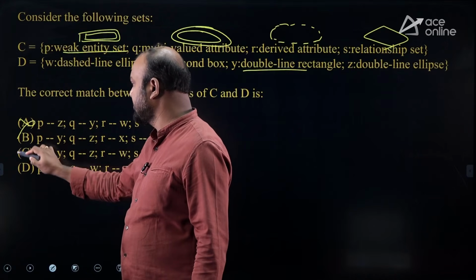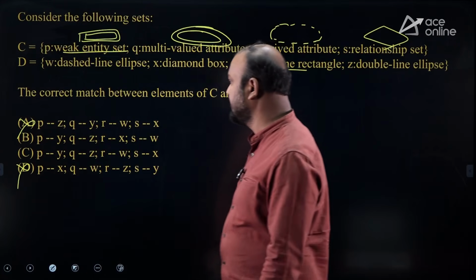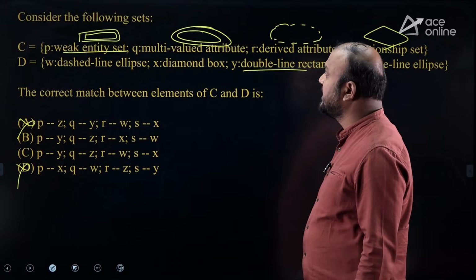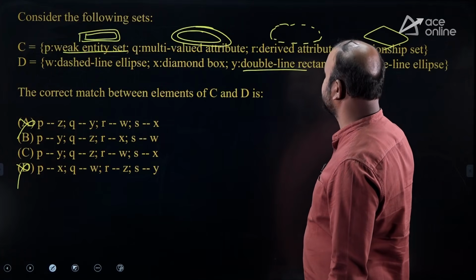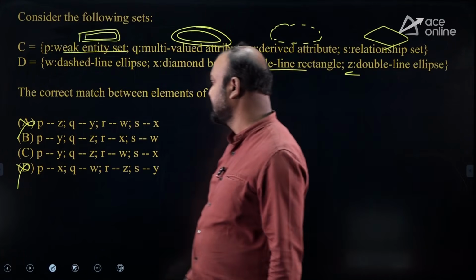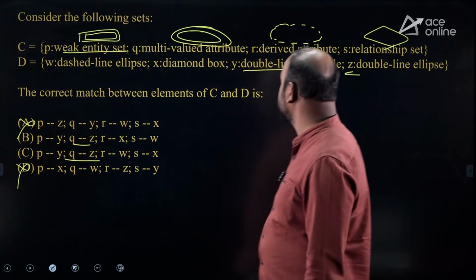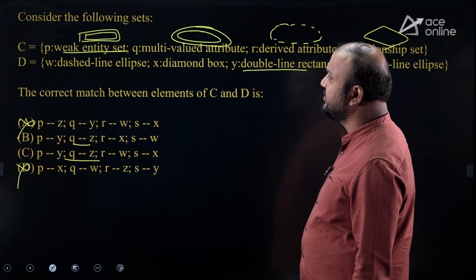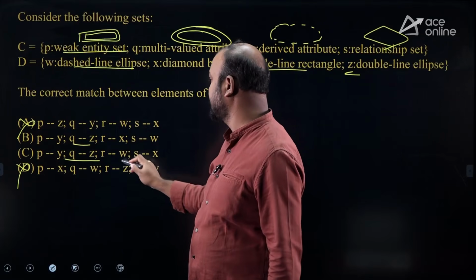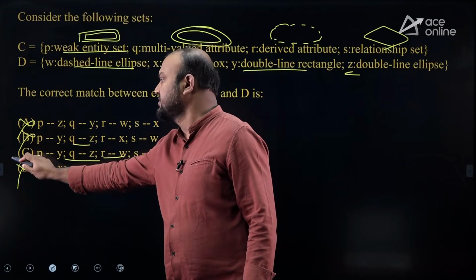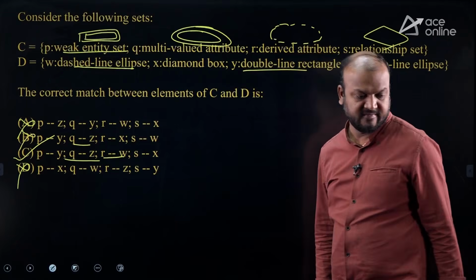So P matches with Y, which means A and D are wrong. Multi-valued attribute is to be represented with a double line ellipse, so Q matches with Z. In both of those, Q is matching with Z. And derived attribute is to be represented with a dotted or dashed line ellipse, so R matches with W. So B is wrong and C is correct.